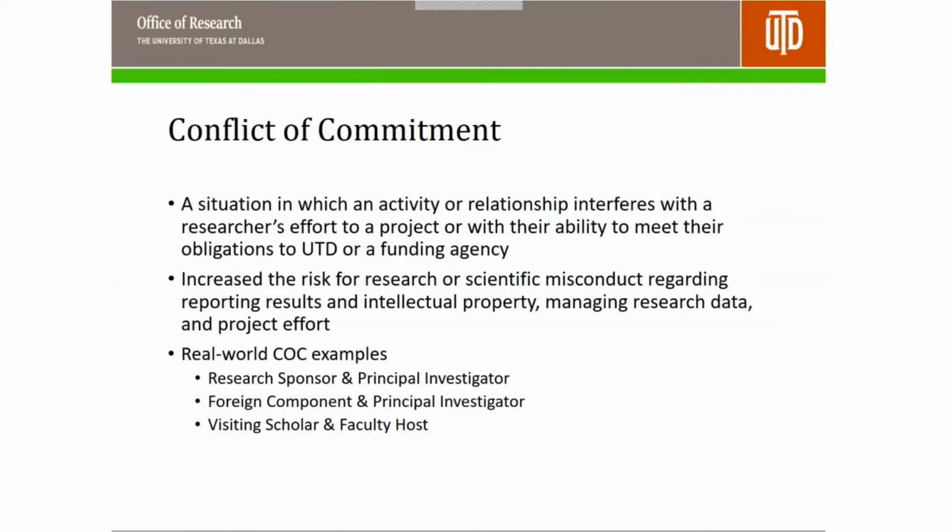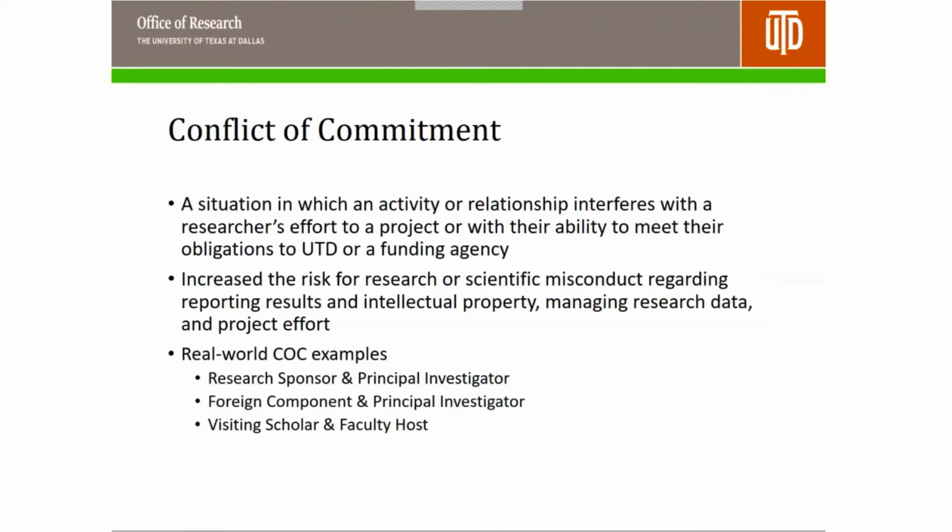And the concern with conflict of commitment right now is focused on research or scientific misconduct that typically involves either failing to report research results, or failing to report intellectual property, or sharing intellectual property that was intended to result from the project in a way that devalues or takes away the commercial value of it.